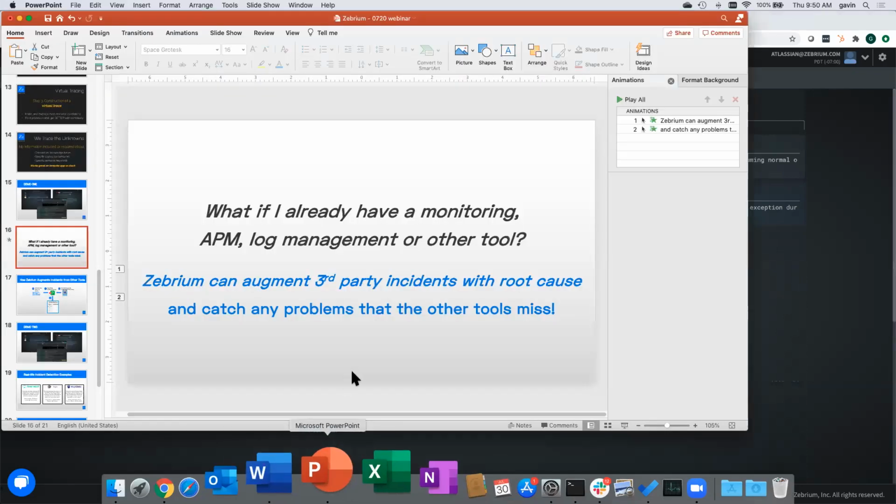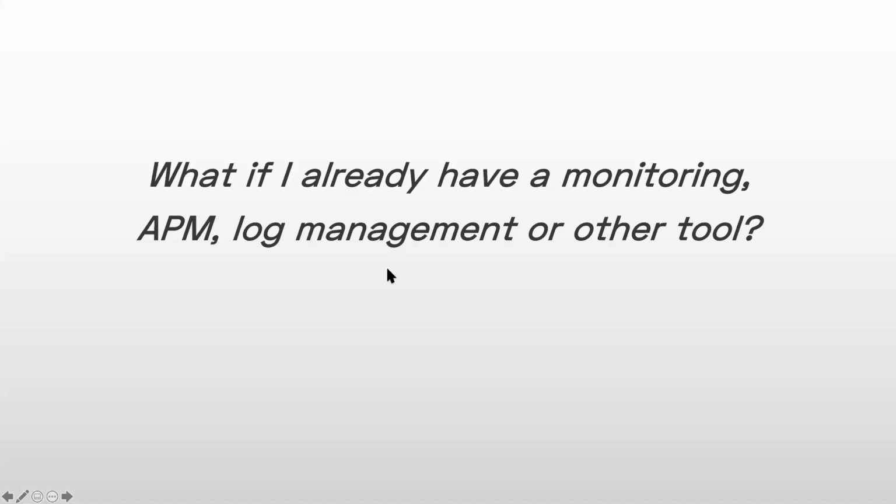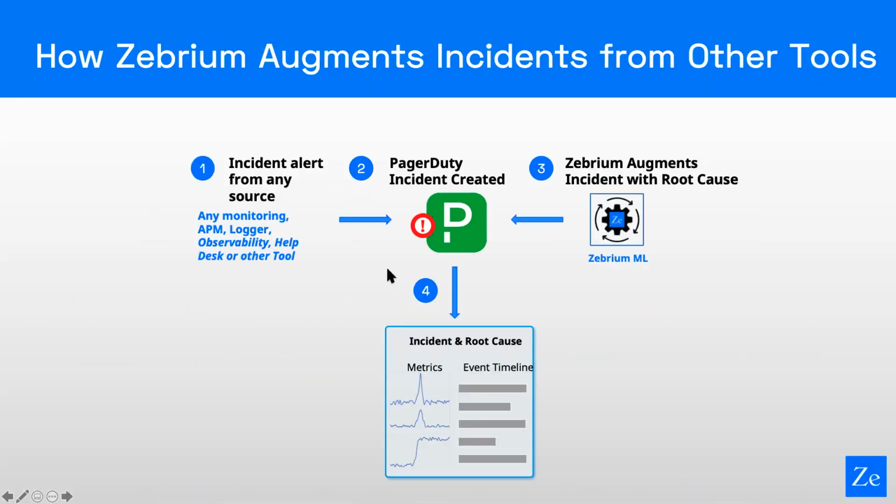So let me just wrap up with a couple of slides, and this will tie it all together. We can show you what you just saw. So PagerDuty here, the incident was triggered by the APM tool. PagerDuty created an incident. It requested Zebrium to augment. Zebrium augmented, and it added in its incident and root cause, which you saw right inside the PagerDuty incident.